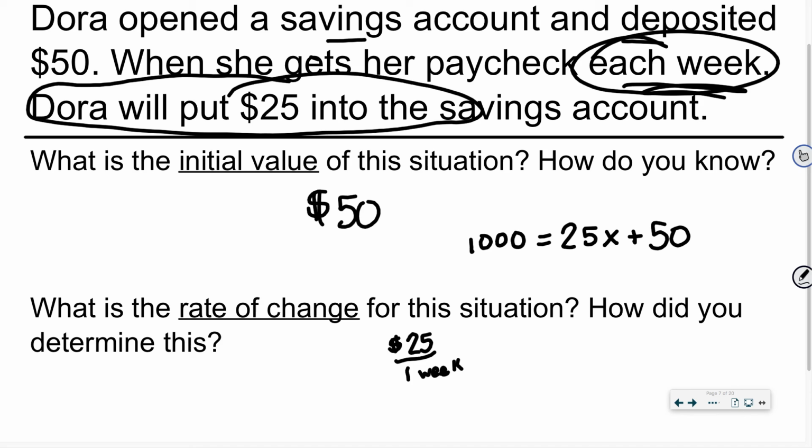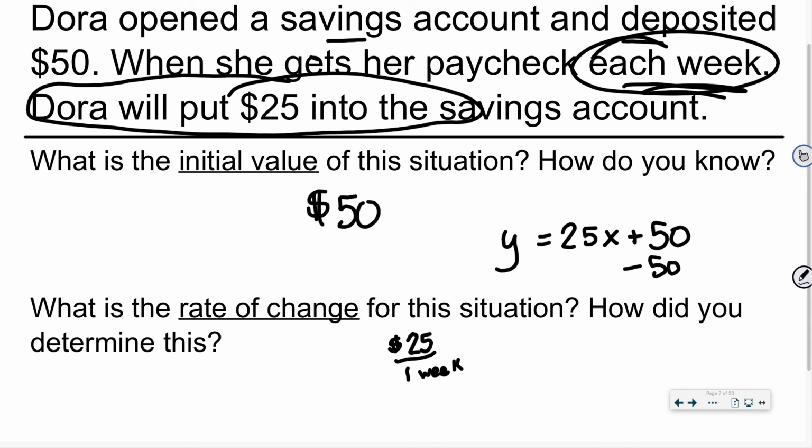And think about the question. My question was how many weeks? We don't know the number of weeks. x represents the number of weeks. So we'd be solving here for x. And you were explaining it. You were saying we can take 50 away from 1,000, just like we would solve an equation, and then divide by 25.